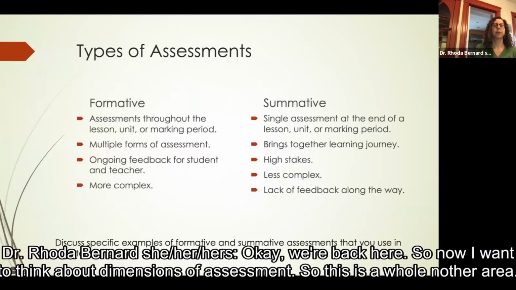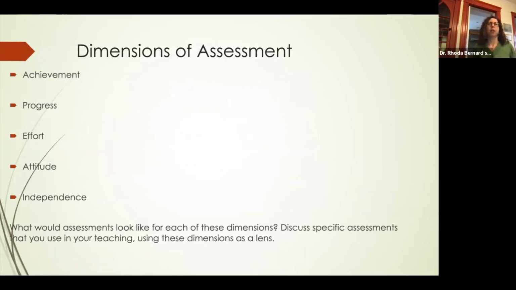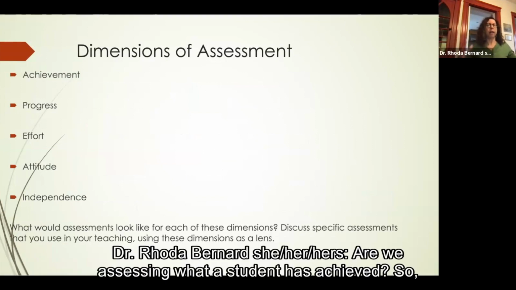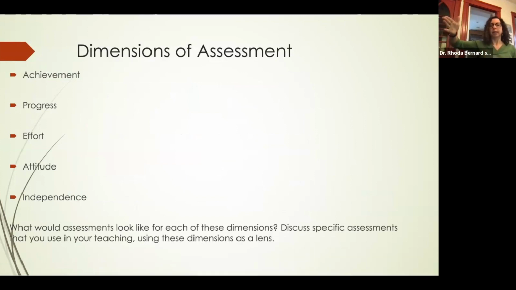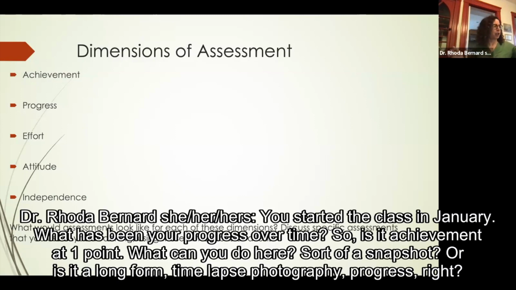Okay, we're back here. So now I want to think about dimensions of assessment. So this is a whole nother area. Are we assessing what a student has achieved? So today is June 10th. Where are you today? What have you achieved today? Are we assessing progress over time? You started the class in January. What has been your progress over time?